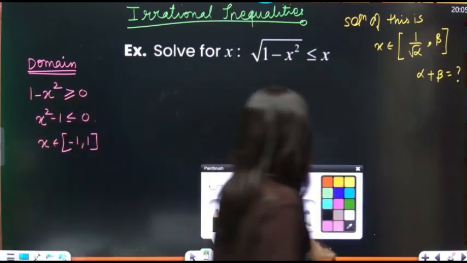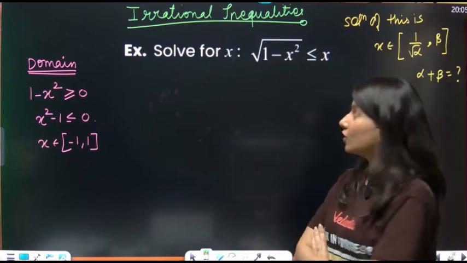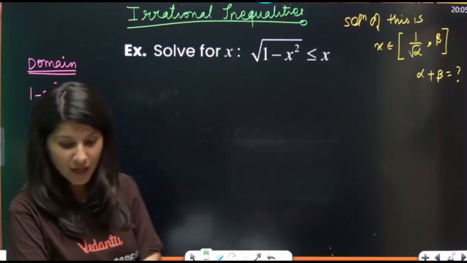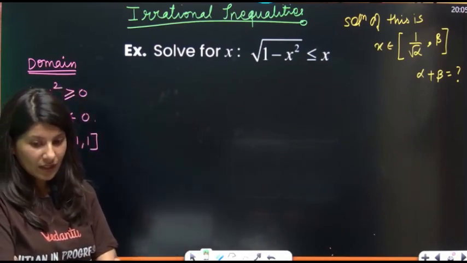Now just understand how to solve irrational inequalities. This is something different. So squaring is not allowed. I told you. Yamini, did you square it?